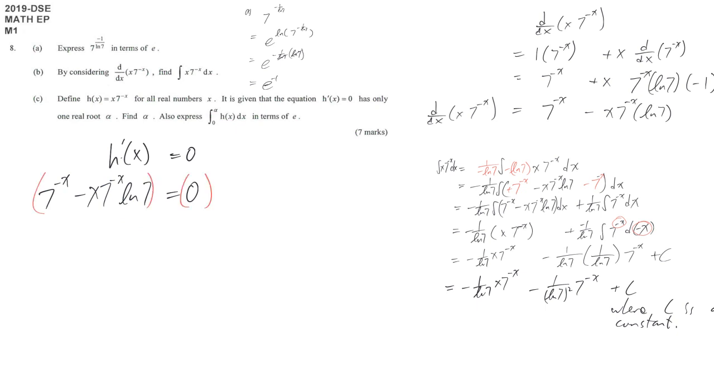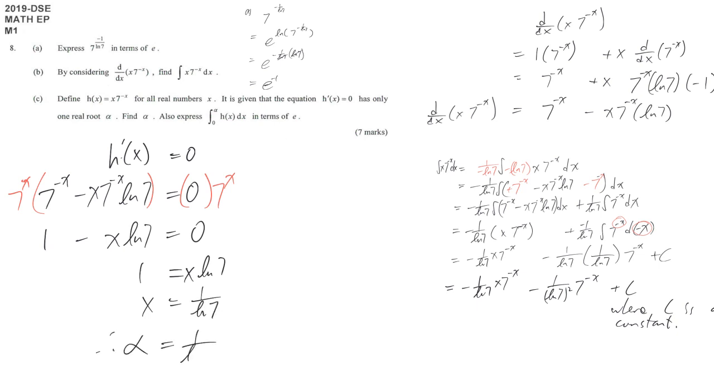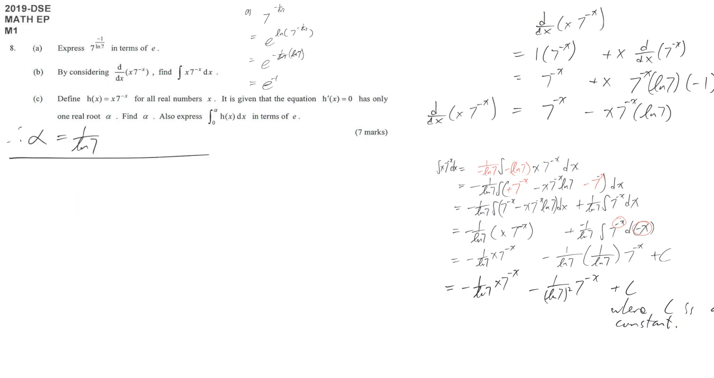And we know that that one will be alpha. I try to multiply 7 power of x on both sides because that is not 0. So we have 1 minus x natural log 7 equal to 0. So therefore alpha is equal to 1 over natural log 7. Finally, we have to express this one. That means we are talking about 1 over natural log 7, 0 here. But for simplicity, we just keep using alpha before the final step.